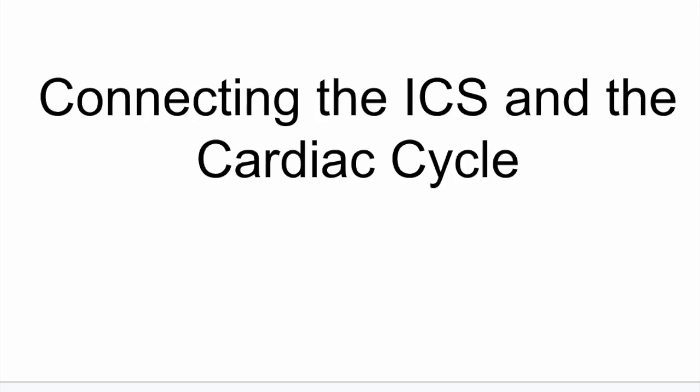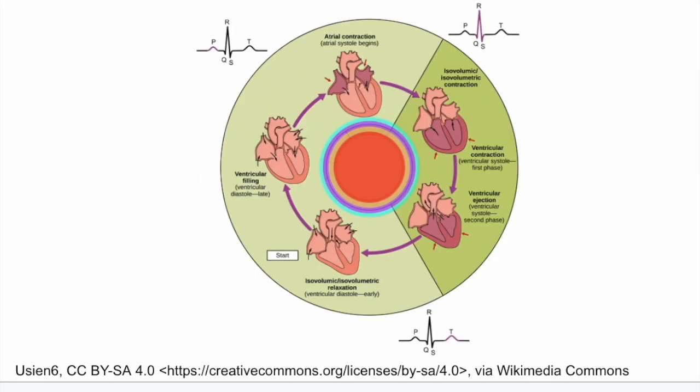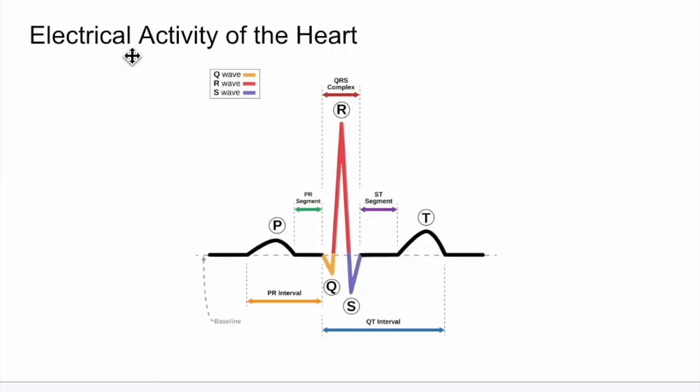Hi everyone. This week you've been working on the intrinsic conduction system and the cardiac cycle, and this video is to help you pull those things together. So here's an illustration that shows both the electrical activity of the heart and the mechanical activity of the heart. The electrical activity of the heart is what happens with the intrinsic conduction system, right? The SA node, the AV node, the bundle branches, and Purkinje fibers.